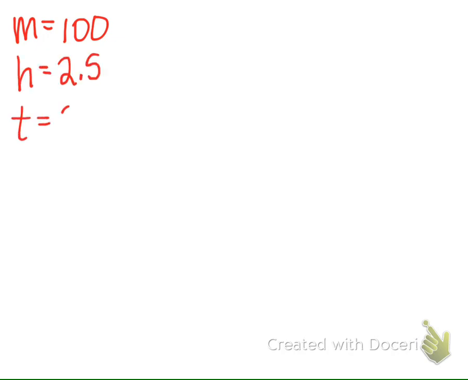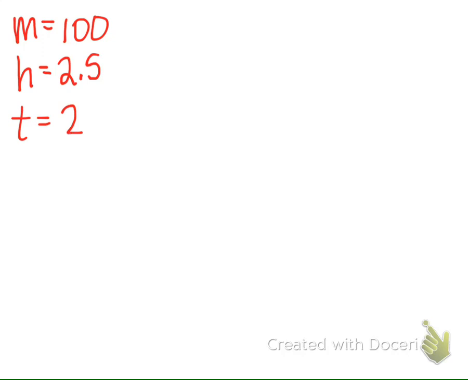So number 2 on the power worksheet says a weightlifter raises a barbell with a mass of 100 kilograms from the floor over his head in 2 seconds. What's his average power input? So how much power is he having to use? We want both watts and horsepower here. All right, so first of all, they give us our mass. They give us a height. And they give us a time.